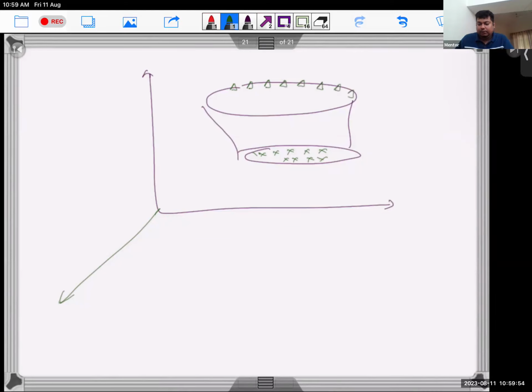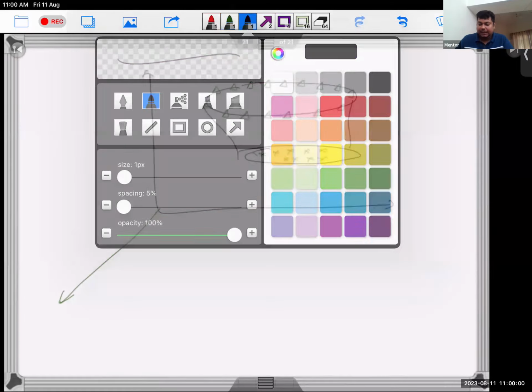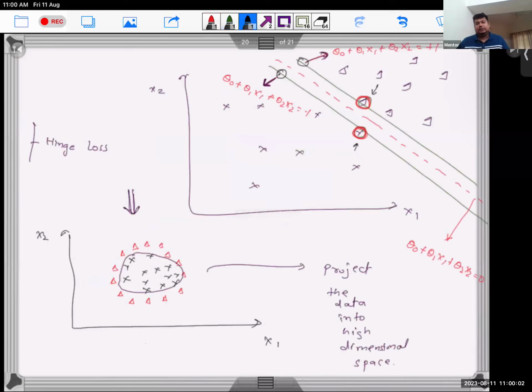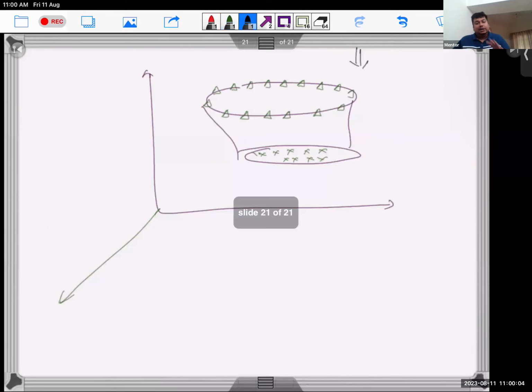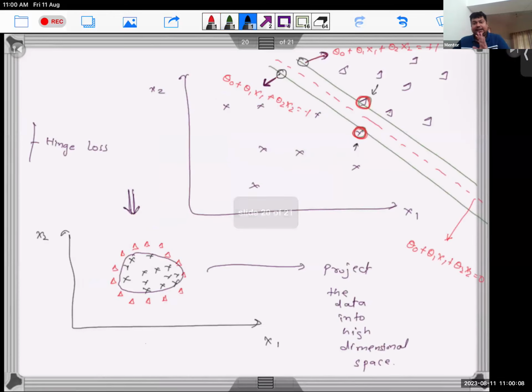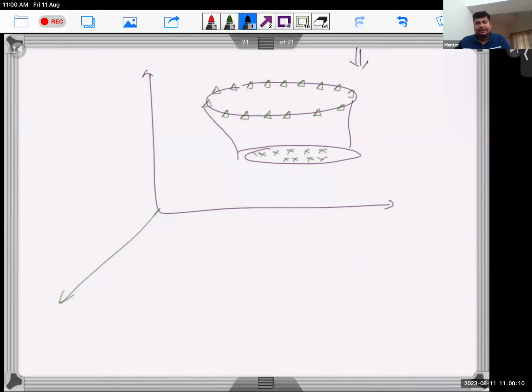Are you with me if I look at it from the top? My projection will be the same as this. Yes or no? Okay. Now, what SVM does with the help of kernels is it will project this 2D data onto this 3D space. And can I say that in 3D, this data is linearly separable with the help of a plane? Okay. That's what SVM does.